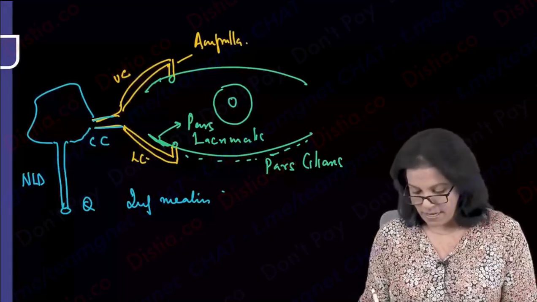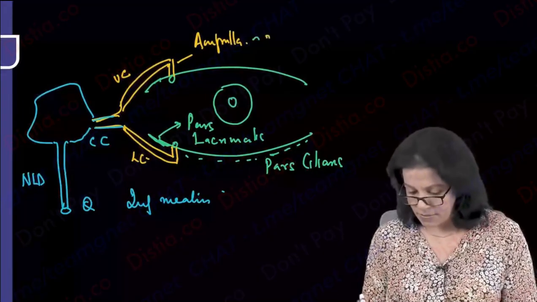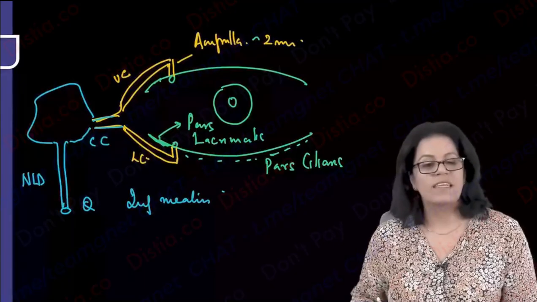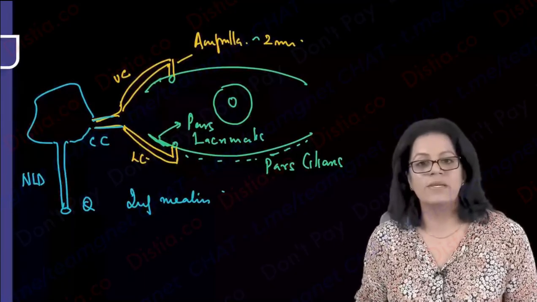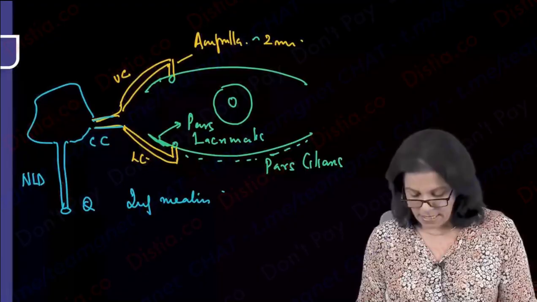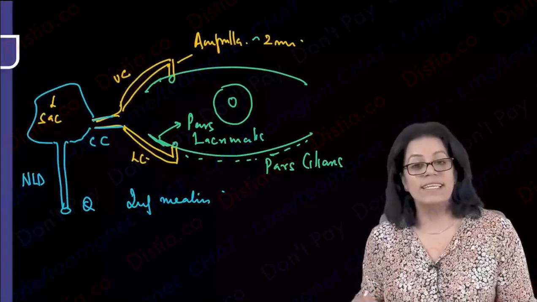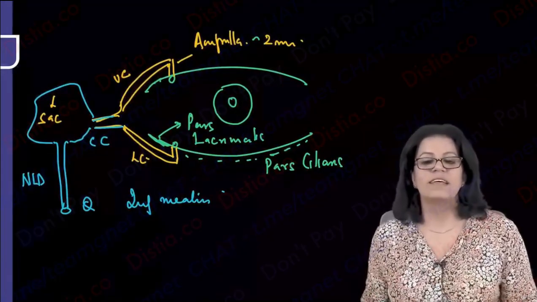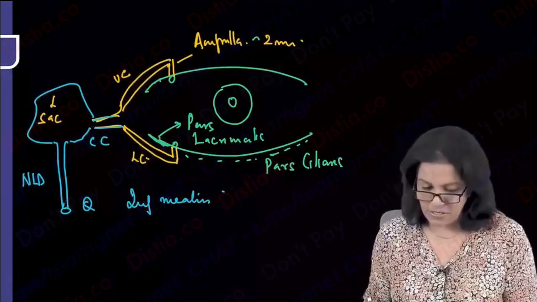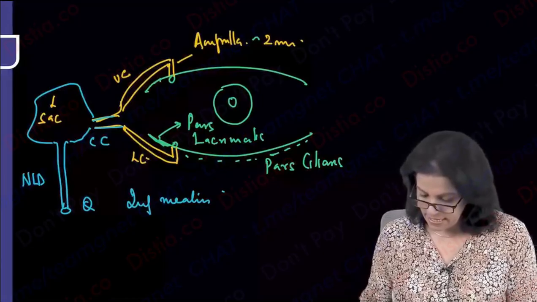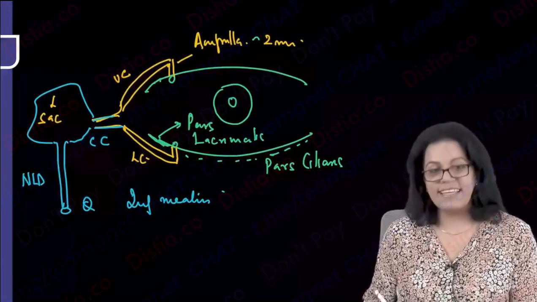Then from there I said ampulla, which is around 2 millimeters. If you want to learn, nobody has asked the length of ampulla anyway. Then upper canaliculi, lower canaliculi, and then going to common canaliculi. This becomes your sac and nasolacrimal duct. Now what is the next question they have asked you? Once you are clear with the anatomy, the next question they have asked you is about where in the inferior meatus.